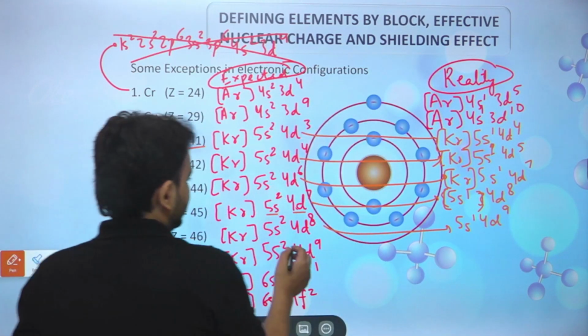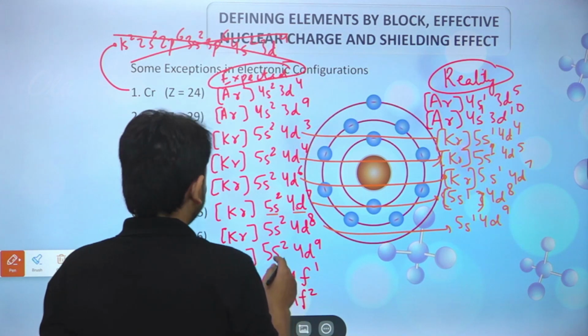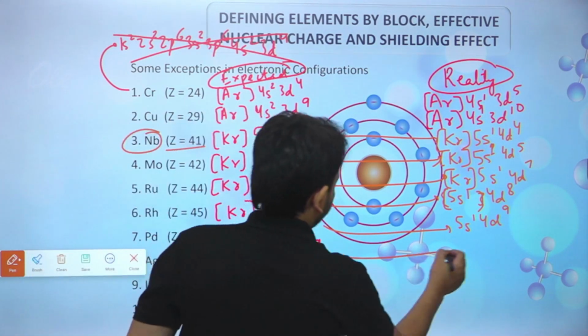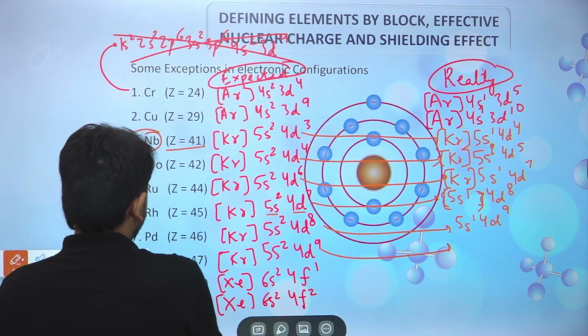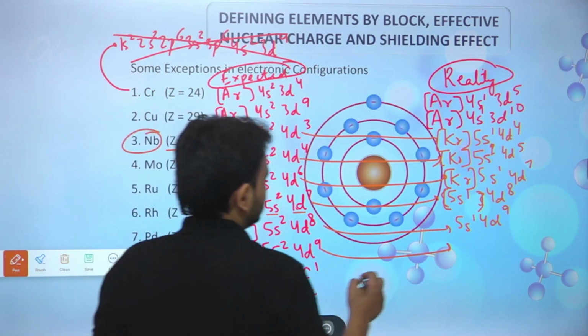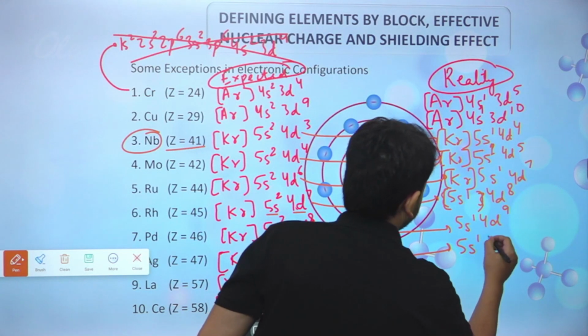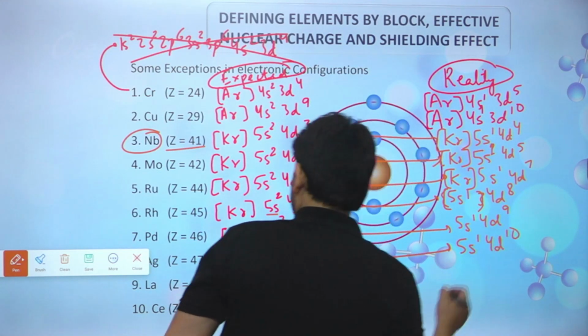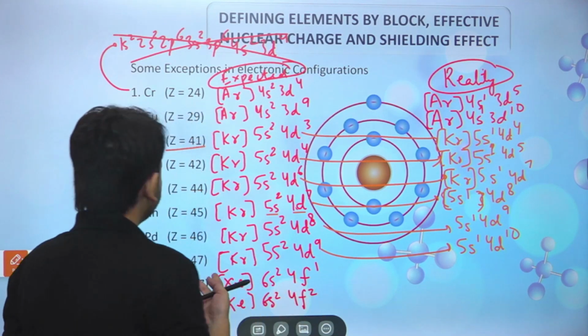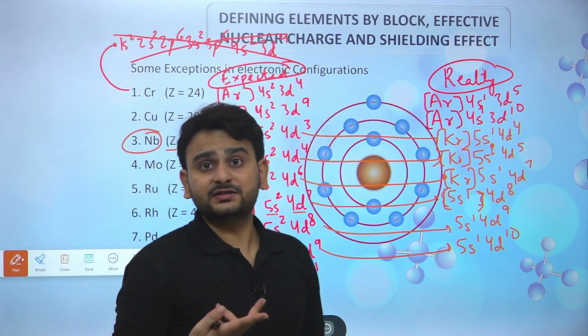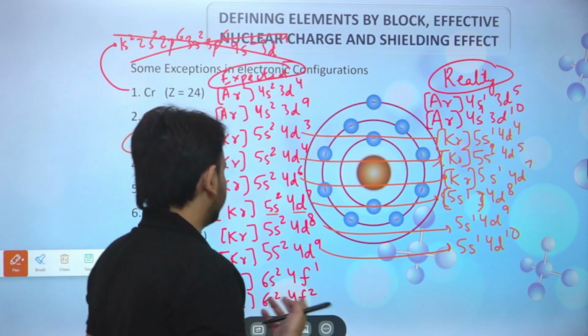Then this palladium, guys, these are exceptions. Then silver becomes 5s1 4d10. Silver, gold and all, you must remember, are called noble metals, because they are very, very less reactive.